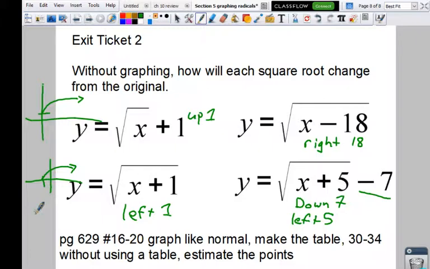So we're not making a table on 30 to 34, you're just making a rough graph. You're going to move it the direction it needs to, then you're going to graph it. Okay, let me get your homework.